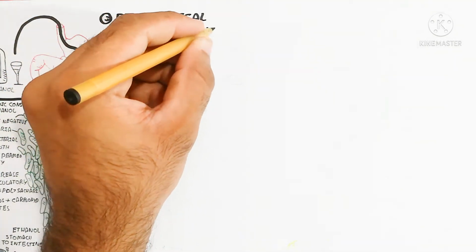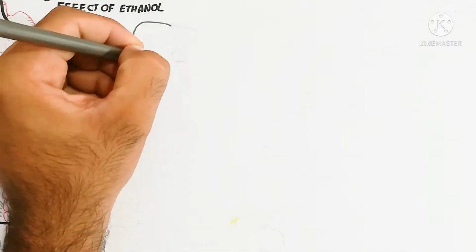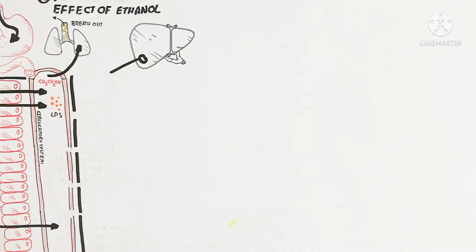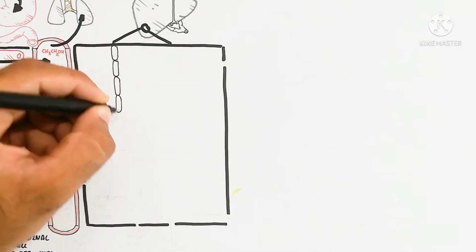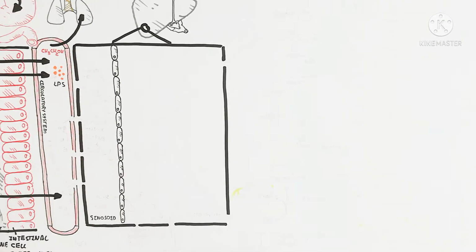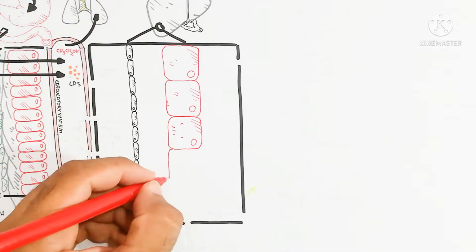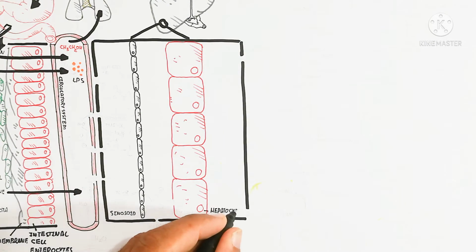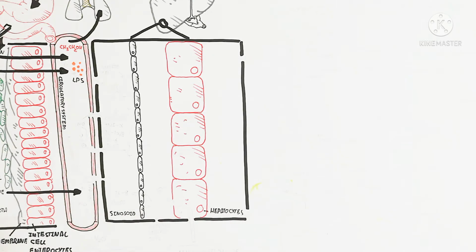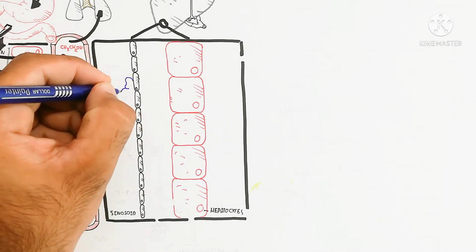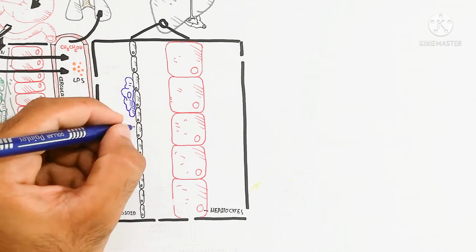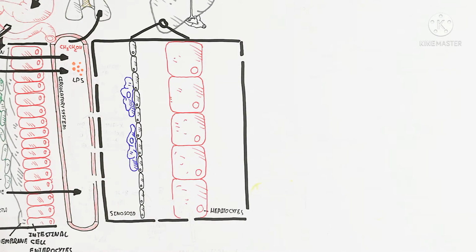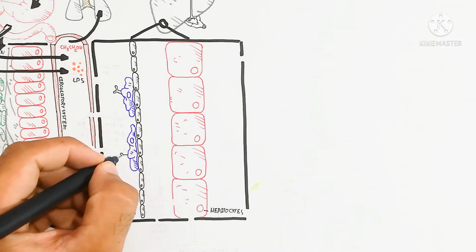So let's begin to understand the physiological effect of ethanol. First of all, that was the initial point. Here is the liver. The liver contains hepatocytes, which are present in the form of lobules. The lobule contains sinusoids and hepatic stellate cells, and the sinusoid is surrounded by hepatocytes. You can see this in the picture.